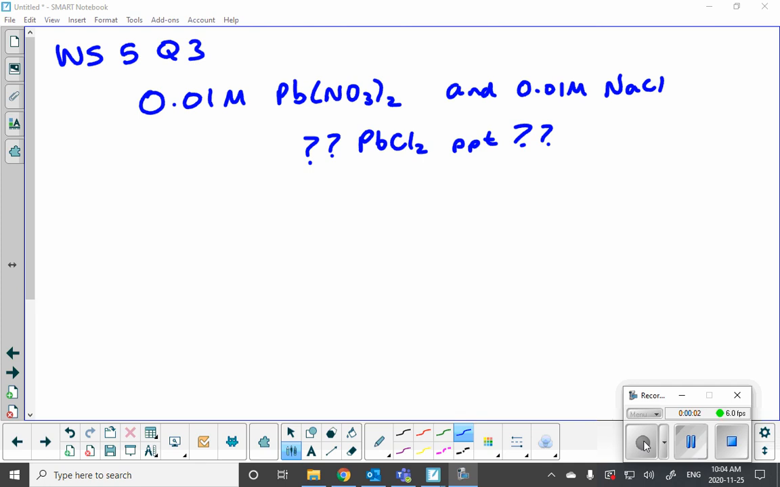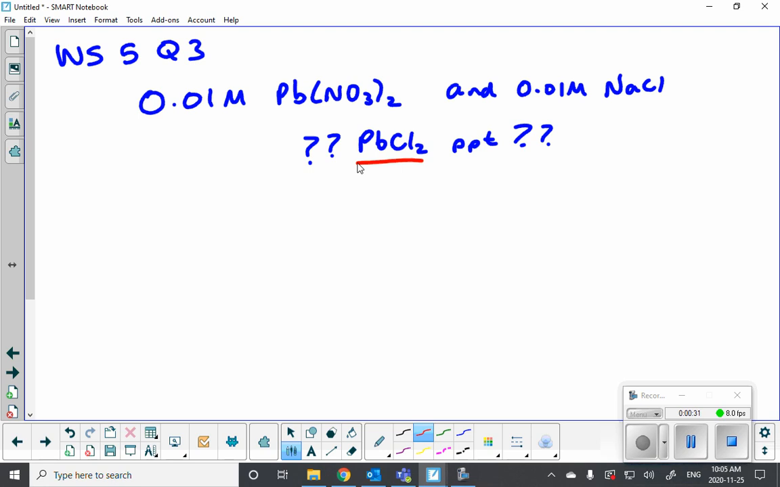Okay, so on worksheet 5, question 3, the two given pieces of information we have are that we're mixing 0.01 molar lead nitrate and 0.01 molar sodium chloride. We're interested in whether or not a precipitate of lead chloride is going to form. Since lead chloride is the substance I'm interested in, I need to know what the math looks like for the Ksp for lead chloride.